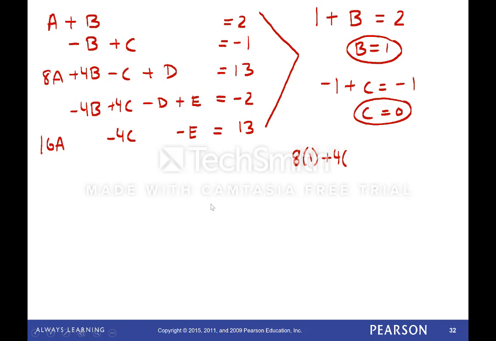B is equal to 1 multiplied by 4 minus 0, which is the c value, plus d equals 13. With that, I have 12 plus d is equal to 13. Subtract 12 from both sides, which gets me d is equal to 1. Then at that point, you can either use the fourth equation or the last equation, whichever one you like.